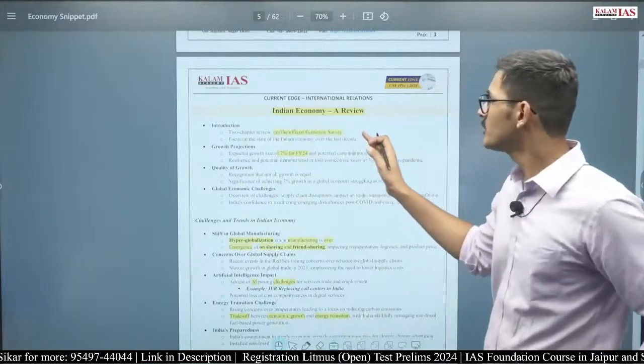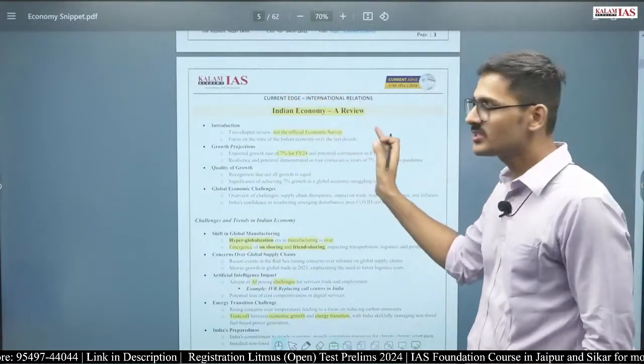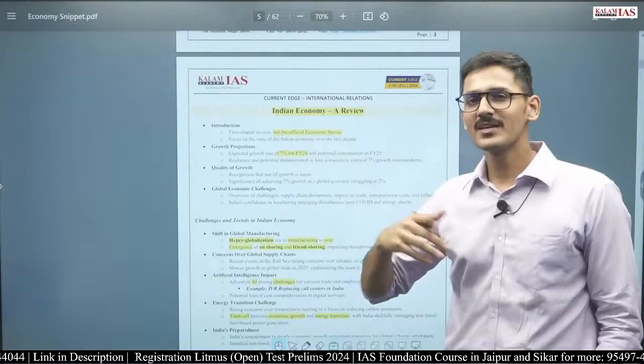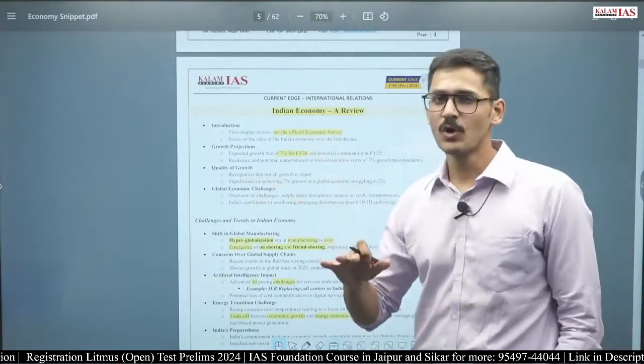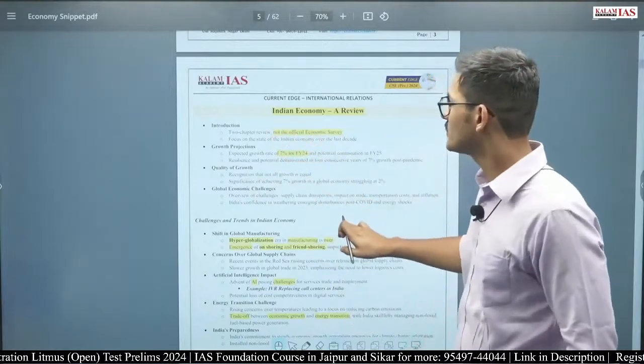So Indian Economy Review is not the official Economic Survey. It has only 2 chapters, whereas in the Economic Survey there are around 11 to 12 chapters. So there are just 2 chapters. This is a small document and it is not the official survey.